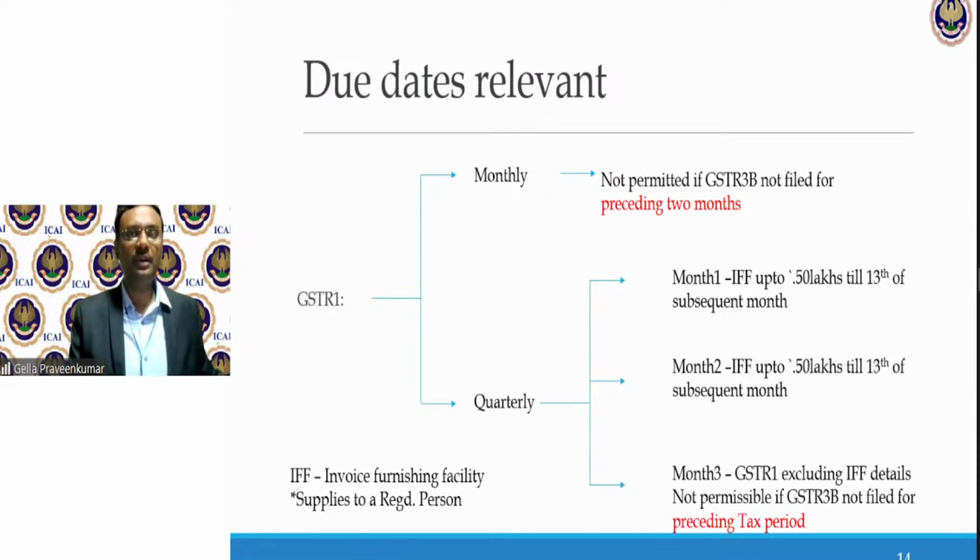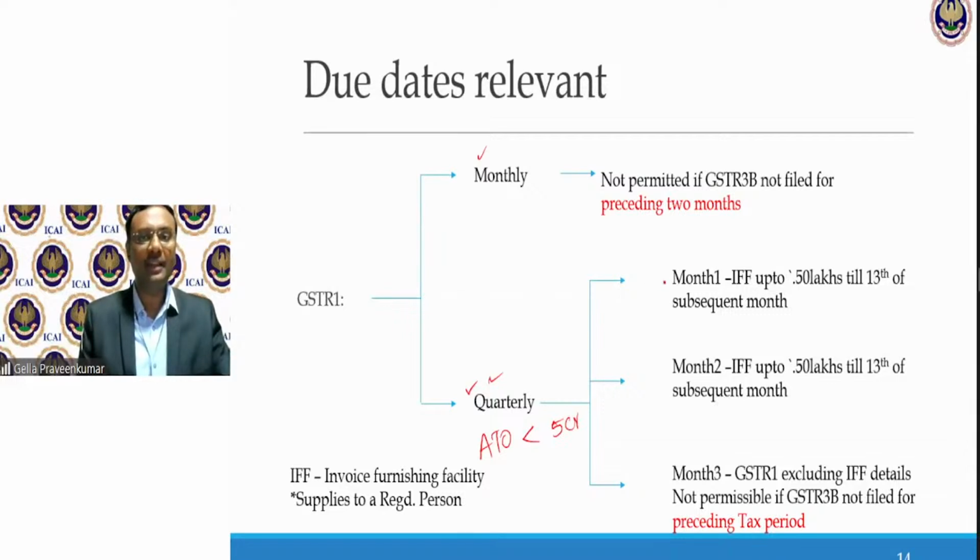GSTR-1, when you examine this filing of return, I can file on monthly basis or I can file on quarterly basis. Any person whose aggregate turnover is less than 5 crore can opt for quarterly return. So a person who is opting for quarterly return, for month 1 and month 2, instead of GSTR-1, files something called invoice furnishing facility.